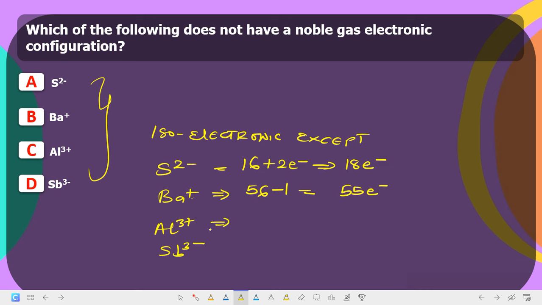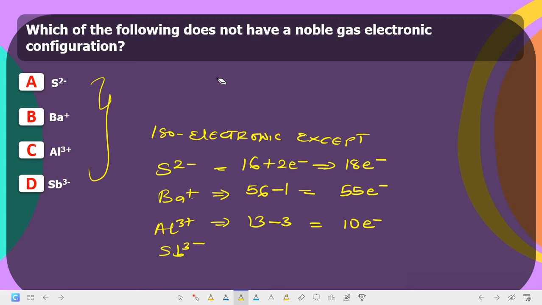Now we have the next one, aluminium. Aluminium is 13 electrons. This 3 plus means it has lost 3 electrons. So we have minus 3 here, and then 13 minus 3 gives us how many? 10 electrons. In chemistry, whenever an atom loses electrons, it becomes positively charged. So if you lose 2 electrons, you say plus 2. If you lose 3 electrons rather, it becomes plus 3.